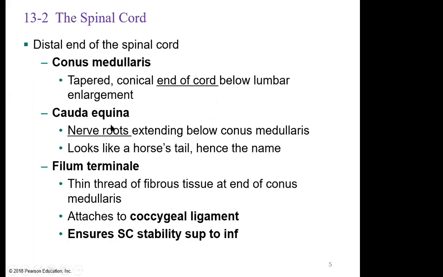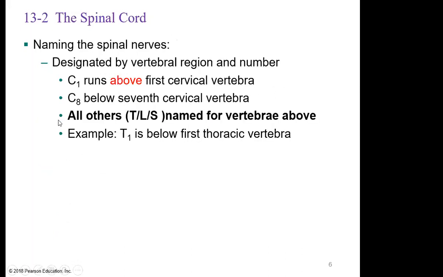Okay, so for those of you who like words, this is your word slide, everything that we just went through in that particular picture. If we're naming the spinal nerves, this is some of the stuff that I just told you about as to why we have 8 cervical nerves, even though we only have 7 cervical vertebrae, okay? And it's because that first nerve runs above the first cervical vertebra. All of the others will be named for the vertebra above it.